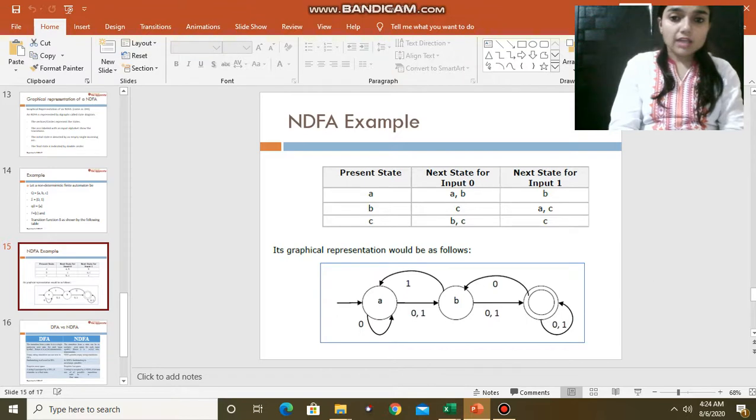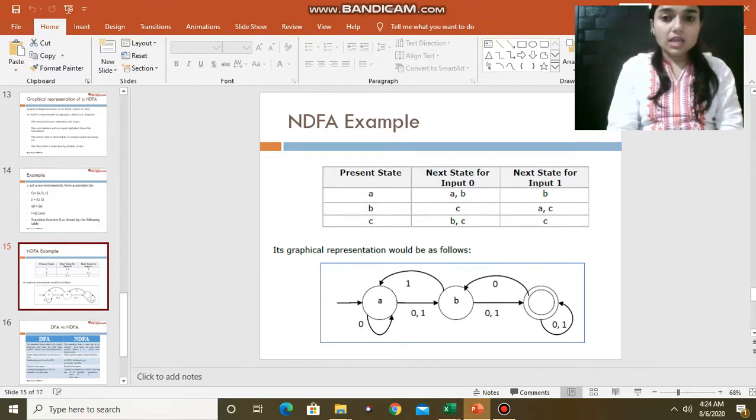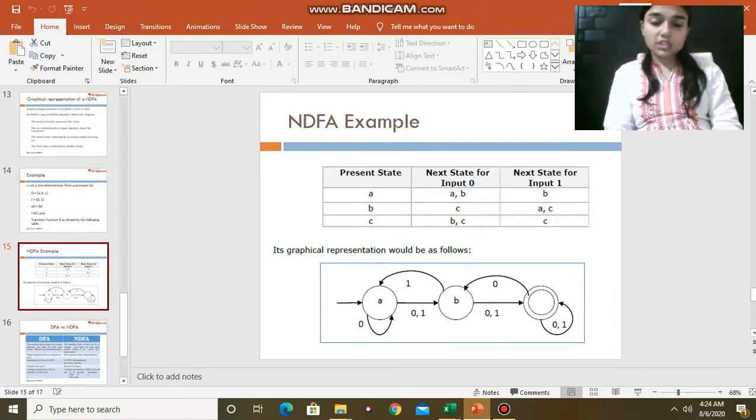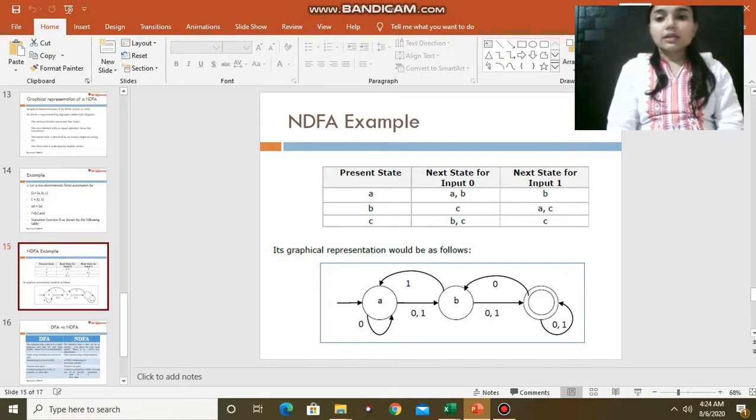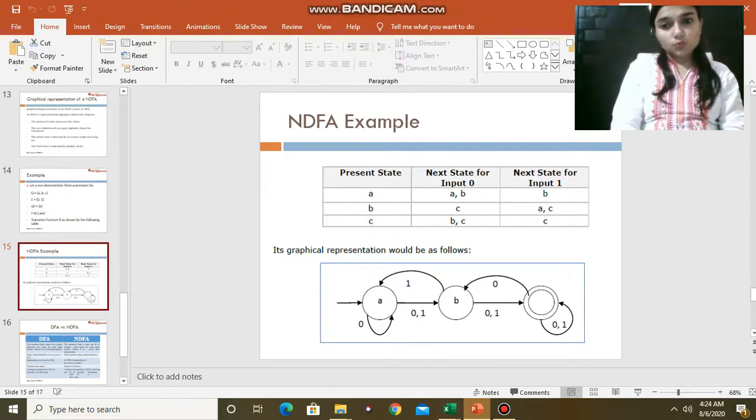If I see B, on giving input 0, we reach state C, and on giving input 1 to state B, we can reach C and we can reach A also. And if I see C, on giving input 0, it reaches B and C itself, and on giving input 1, it reaches C itself because there is a self loop.